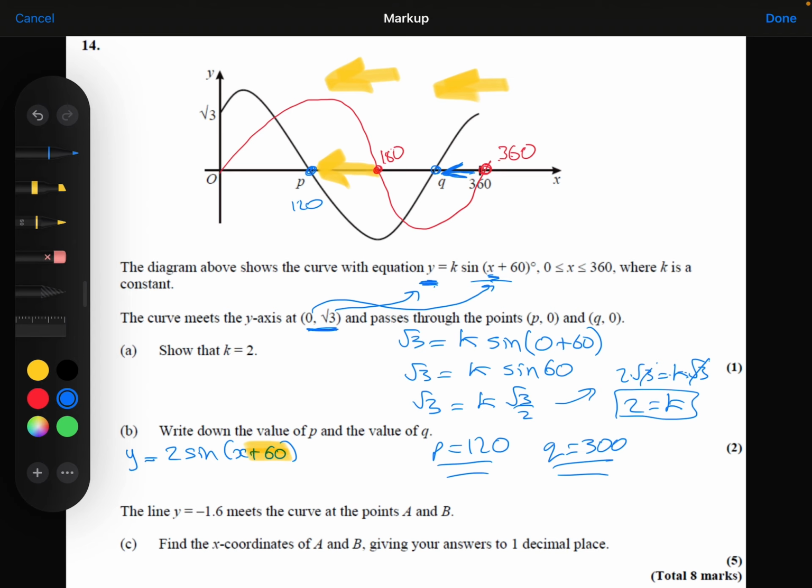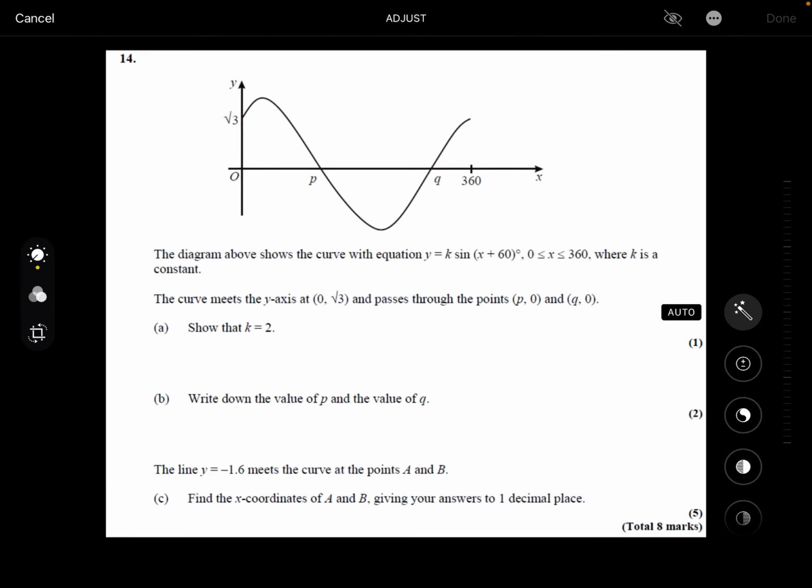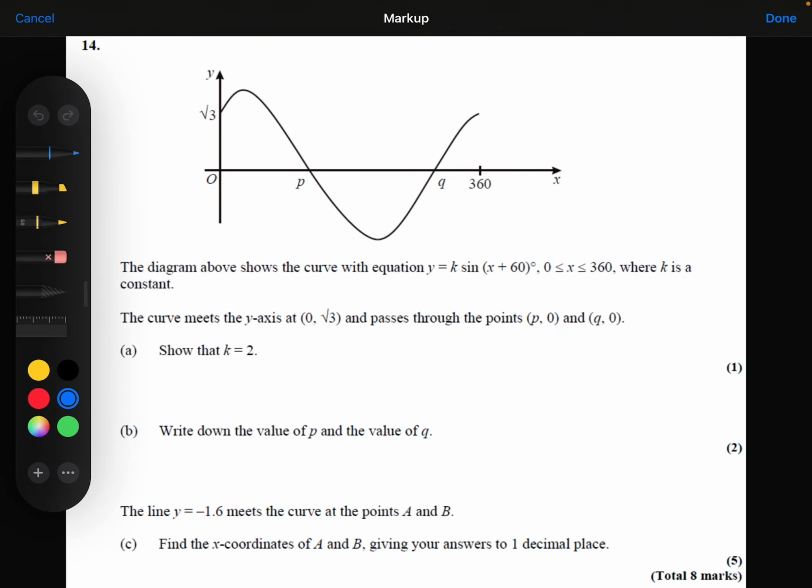And then finally, part C. Let me just get some more space. The line y equals minus 1.6 meets the curve at the points A and B. Find the x coordinates of A and B. So when does our curve, which remember we know that k is 2, so when does 2 sine (x plus 60) equal minus 1.6? So I've got an equation to solve.